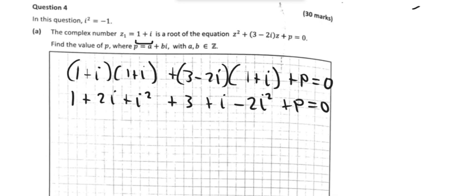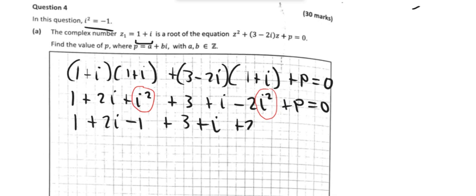Wherever you see an i squared in complex numbers, it always becomes minus 1, so you can put in a minus 1 instead of i squared everywhere. That's given to you in the question at the start as well. So we get 1 plus 2i minus 1 plus 3 plus i minus 2 multiplied by minus 1, which will be plus 2, plus p equals 0.